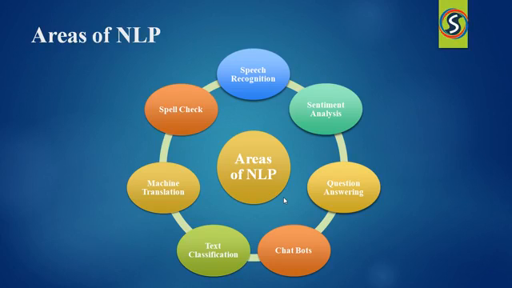Next, text classification. Text classification, also known as text tagging or text categorization, is the process of categorizing the text into organized groups. By using natural language processing, text classifiers can automatically analyze text and then assign a set of predefined tags or categories based on its content.